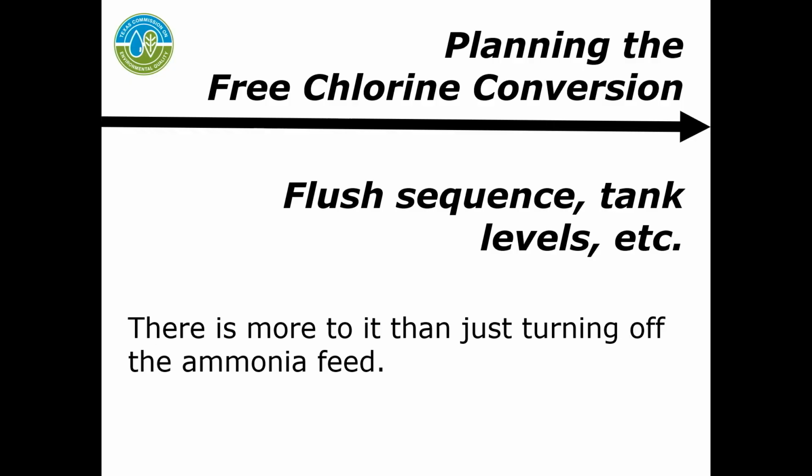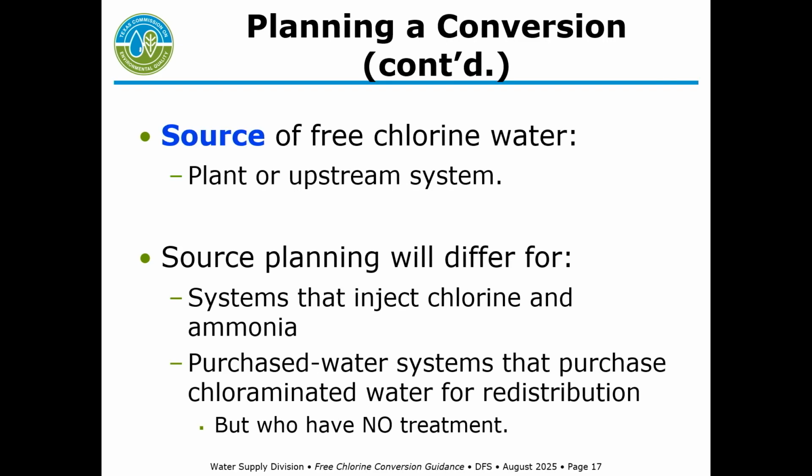All right, so let's talk about planning for the free chlorine conversion. It's more than just turning off the ammonia feed. For these items that are in bold and blue, like source, you need a source of free chlorine water. It can be your plant or the upstream system. And then, of course, you need to take into consideration what kind of system you are. Are you treating raw water, injecting chlorine and ammonia? Are you a purchased water system and you don't have any treatment? Things will be different for both of those situations.